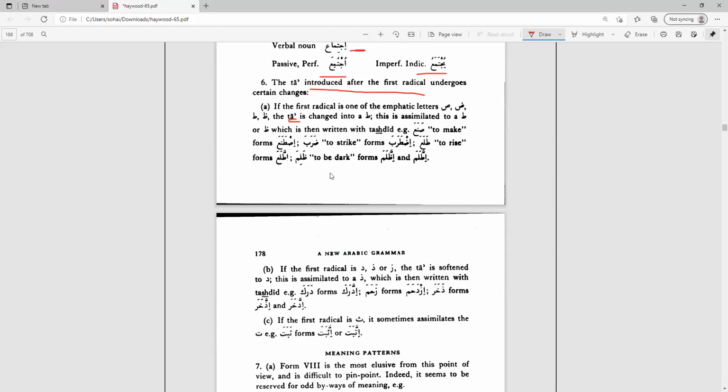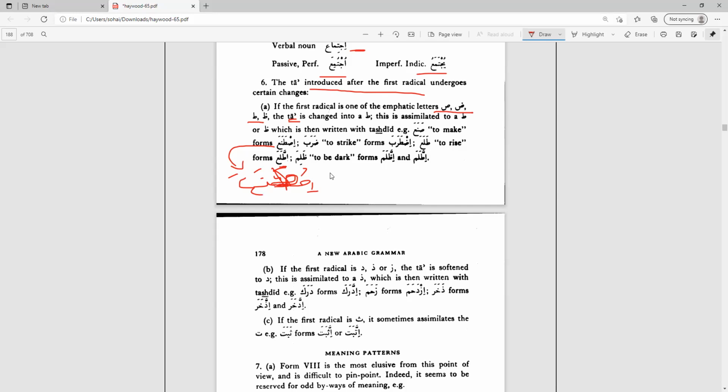So for example, sana'a means to make, and it becomes istana'a. Originally it was istana'a. But because the rule is that if the first radical is sad, dad, ta, za, the ta changes, it becomes istana'a. This changes into the other ta.